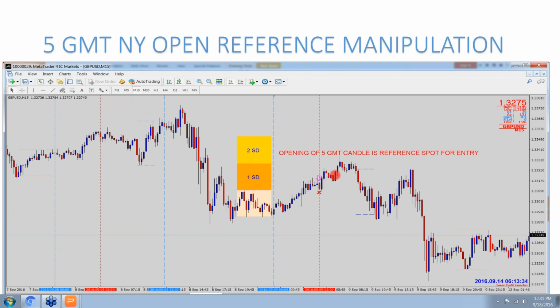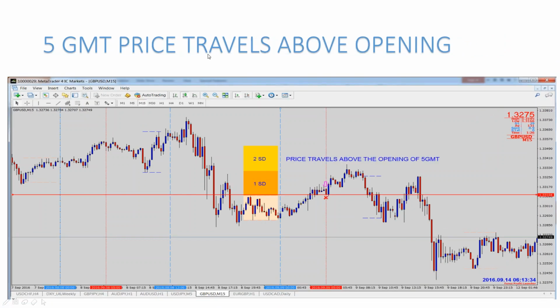And as you can see, price continues to go up into the London kill zone, the indicator that I've mentioned, and then 1 1/4 standard deviations, and then you see the drop, and then market structure comes back up, maybe grab a little bit of liquidity here, then drop again. You've got the 5 GMT price travels above the opening.